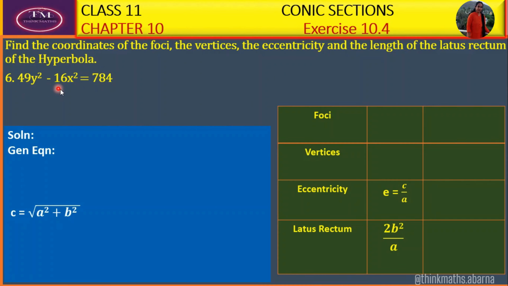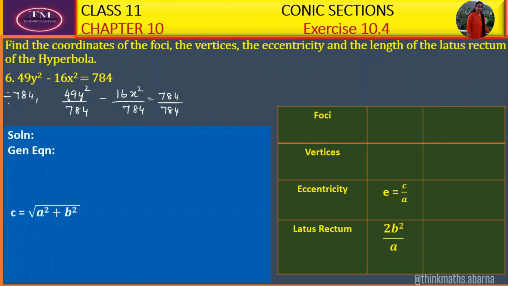49y square minus 16x square equal to 784. Now it should be equal to 1. So you have to get the general format. You have to divide by 784. So dividing by 784 on both sides, we get 49y square divided by 784 minus 16x square divided by 784 equal to 784 divided by 784.